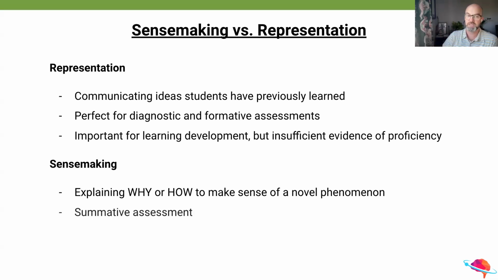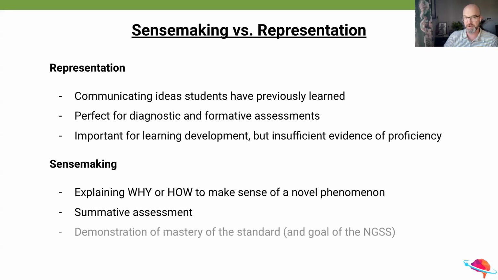That's tough. This is ideal for summative assessment. If you give students novel phenomena when they are just kind of understanding the concept, it's going to be a little rough. So I strongly recommend that you give them these as summative assessments. By giving them a novel phenomena, and by asking questions to explain why or how something is happening with that novel phenomena, it's a demonstration of mastery of the standard. It's the goal of the NGSS or the NIST standards. And that is what we need to push students towards.